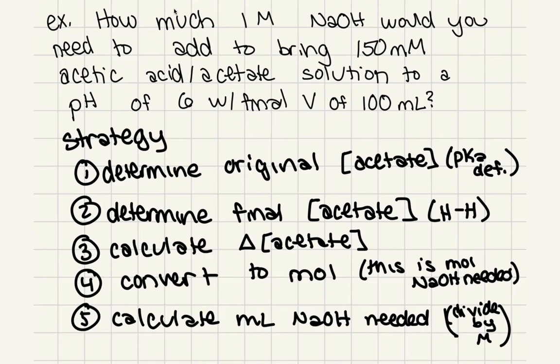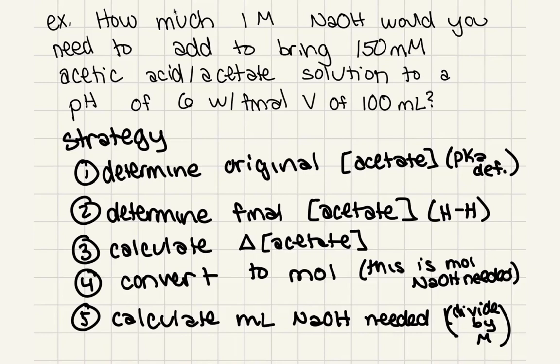So we have 150 millimolar in our final solution, 150 millimolar worth of some combination of acetic acid and acetate. So that's going to be where our HA plus our A minus is going to be equal to 0.15. And now we want to bring it to a pH of 6. We knew before that if we had 100 milliliters of 150 millimolar solution of acetic acid and acetate, we are going to end up with a pH of about 2.8, which is way lower than we actually want. So we're going to need to add a lot of base, right?